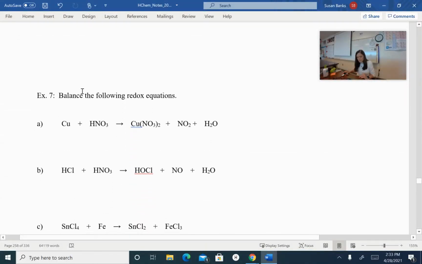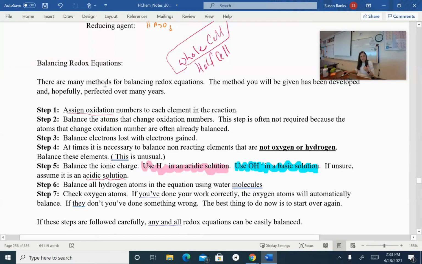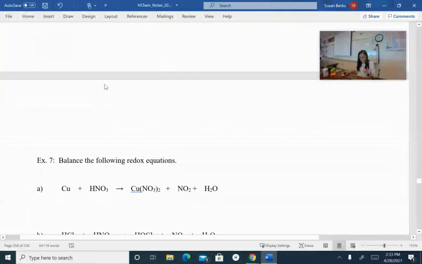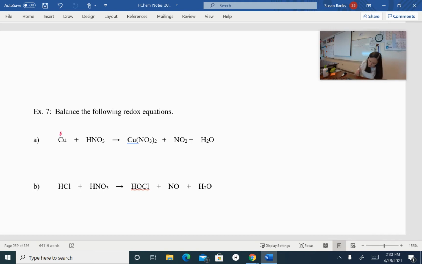Okay, so let's start with some examples. We're going to balance the following redox equations. So the very first thing always is, what is rule number one or step number one? It is to assign oxidation numbers. Okay, so let's take a second and assign oxidation numbers. If you want to pause the video and put those in and then check in just a sec, then you can. Okay, so here we have a 0, we have a +1. I'm going to make this bigger.